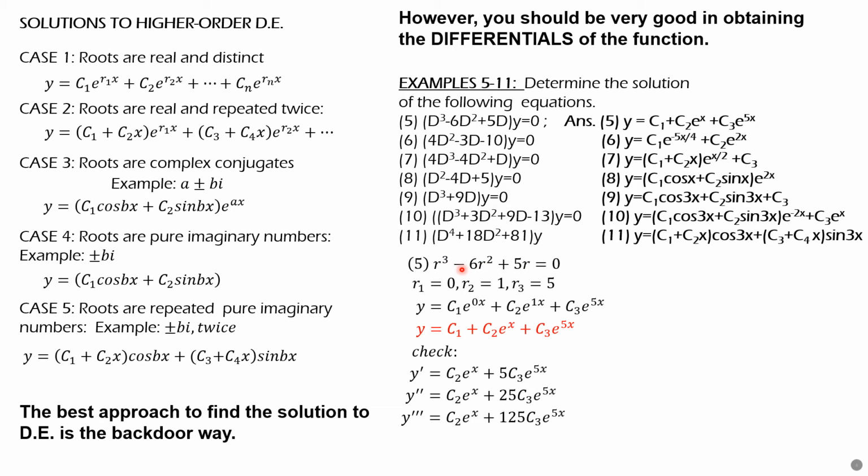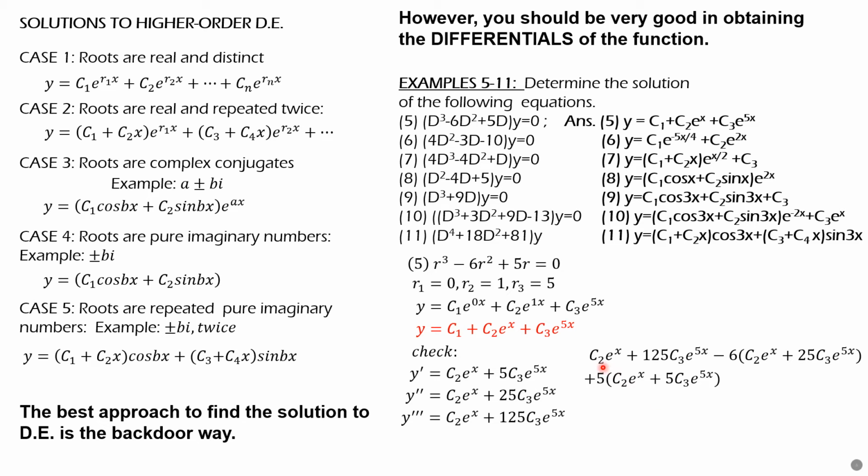So we have the third derivative of y with respect to x is c sub 2 e to the x plus 125 c sub 3 e to the 5x, minus 6 times the second derivative, quantity c sub 2 e to the x plus 25 c sub 3 e to the 5x, then plus 5 times dy/dx, or 5 times y prime. So 5 times quantity c sub 2 e to the x plus 5 c sub 3 e to the 5x. So if we check this, it must be 0.